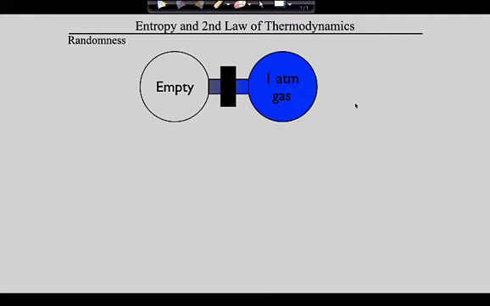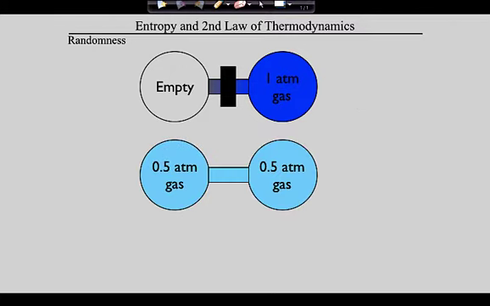And eventually, what's going to happen? Yeah. But what's it going to look like? Guys, if we have one atmosphere of gas over on the right, if we get the barrier out of the way, what are we going to end up with? We're going to end up with half an atmosphere of gas in both containers. Now, here's the question. Are those molecules still moving? If we could tag these molecules, would it be the same half an atmosphere of gas over here and the other half an atmosphere of gas over here? Or are they still moving from side to side?